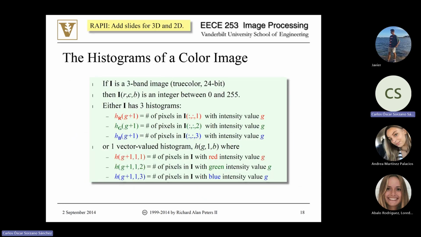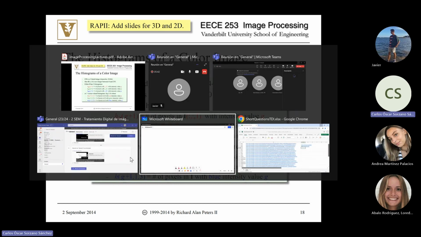Okay, so what if we have a color image? If we have a color image, there is no such operation of counting vectors. So what we can do is either make three histograms, one for red, one for green, one for blue, or we make a histogram that is 3D. Okay, so let's see those possibilities.